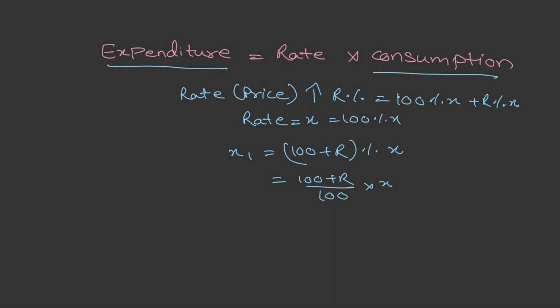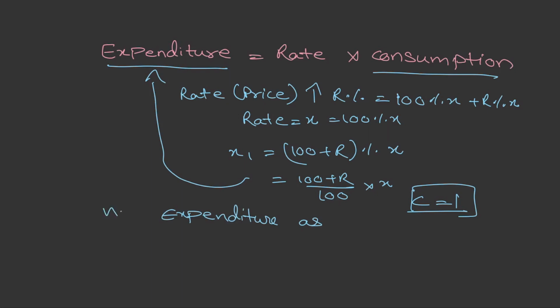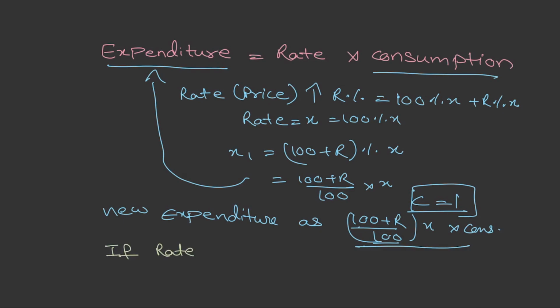And consumption, as it remains constant, let's take it as 1. If we substitute this in the first equation, we get new expenditure as 100 plus R by 100 of X into the same consumption. So this differs from the original one by 100 plus R by 100 times. This says that if rate increases by X%, expenditure must also increase by X%.